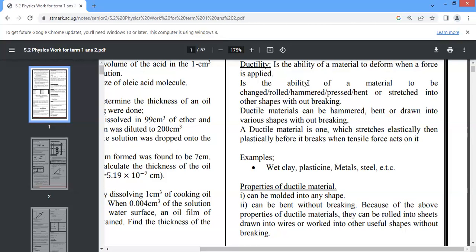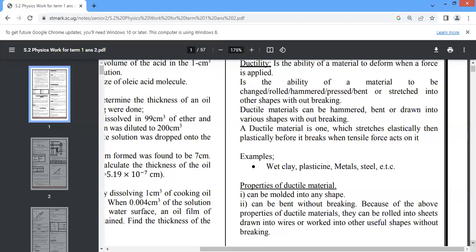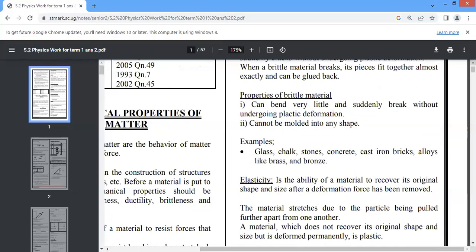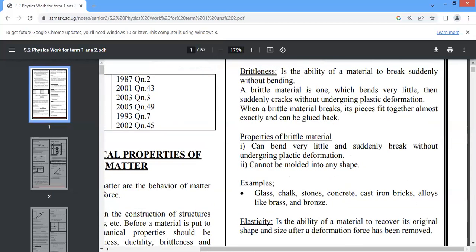And the examples that the people gave us were wet clay, plasticine, metals, and steel. So briefly, that was about ductility. Now we are looking at brittleness. We said that brittleness is the ability of a material to break suddenly without bending. So if someone asks you about a brittle material, you say this is a material that breaks suddenly when a force is applied. A brittle material is a material that breaks suddenly without bending.